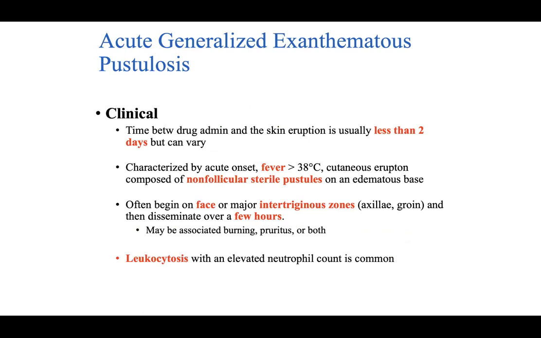So AGEP clinically, the time between drug administration and the skin eruption is usually less than 2 days, but it can vary, obviously, depending on the scenario. Characterized by acute onset, fever greater than 38 degrees Celsius. Cutaneous eruption is usually composed of non-follicular sterile pustules on an edematous base. They often begin on the face or major intertriginous zones like the axilla and the groin, and they disseminate over a few hours. They may be associated with burning, pruritus, or both. Leukocytosis can be seen with an elevated neutrophil count. It's very common as well.